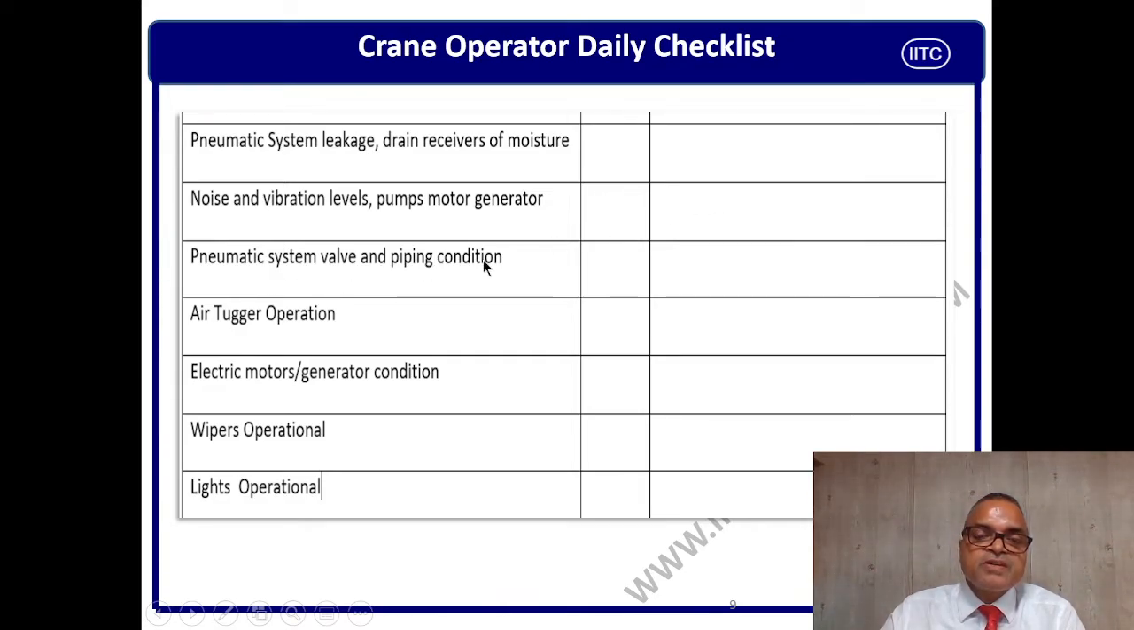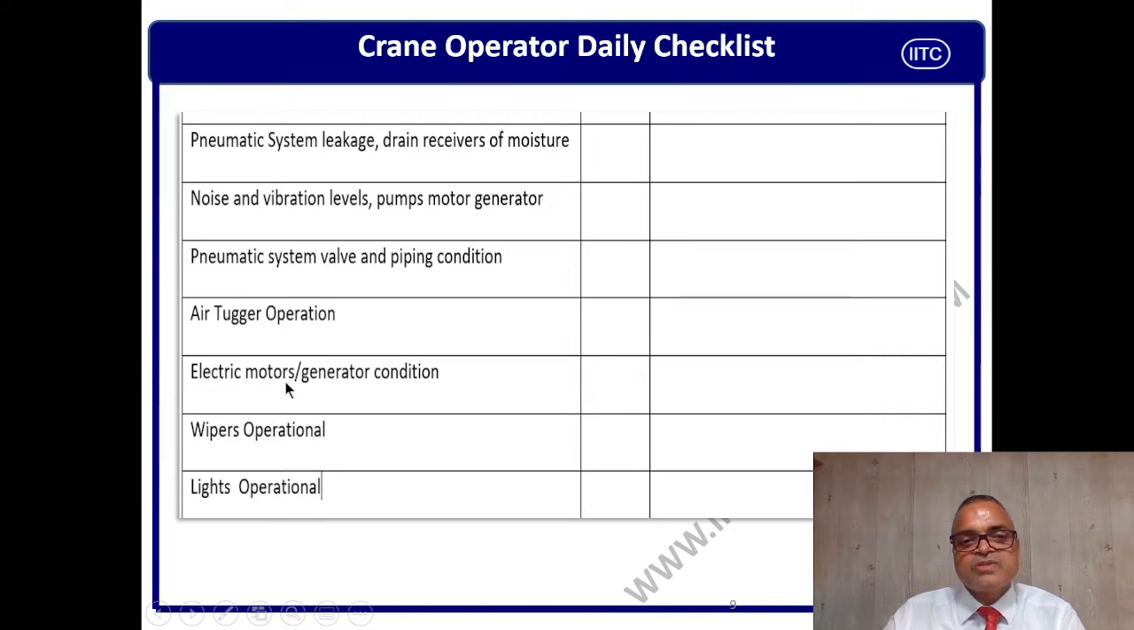Pneumatic system valve and piping condition. Of course, this is a very essential part because sometimes pneumatic systems are very important to run the equipment satisfactorily. You need to see whether there is any leakage or abnormal wear and tear in the pipe, or some flanges, some adapter. You can put your comments accordingly, and you can put yes or no accordingly. Air tugger operations. You need to see that your tuggers are operated by air. So you need to see the operating condition. You need to see the vibration and noise of the air tuggers. Electric motors and generator condition. See, there are many motors in a crane.